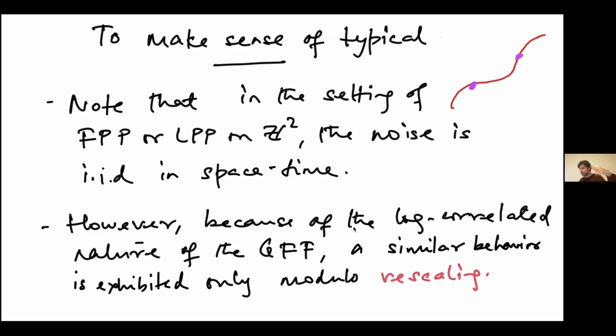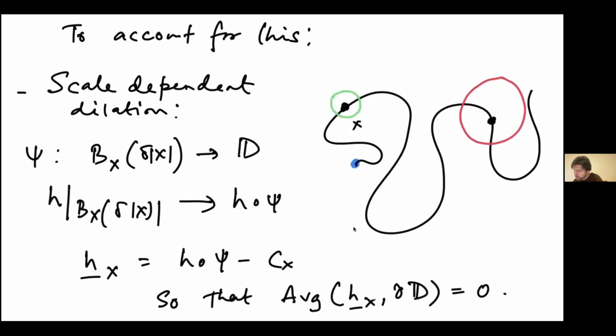Recall that in the FPP or LPP description that I did, the noise was IID in space-time. It's common to call it space-time, where you think of space as one dimension and time as the other dimension, so it's a two-dimensional picture. However, in this setting of LQG, the underlying noise is the Gaussian free field, which is log-correlated. So this IID type picture is only true once you rescale things. The underlying noise exhibits some IID kind of features only modulo rescaling, and we have to take that into account.